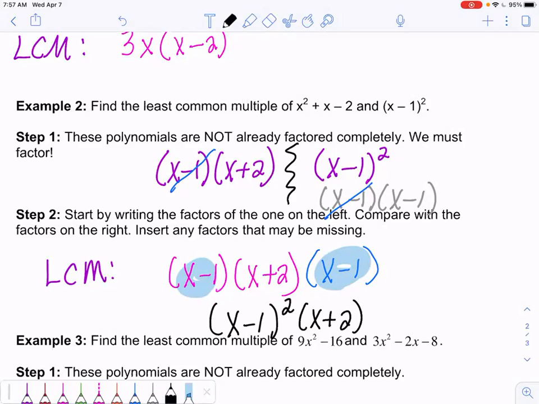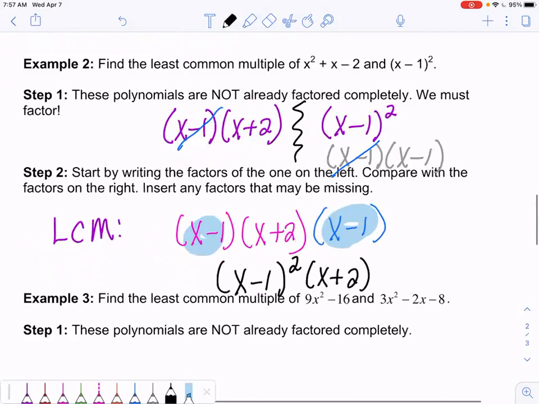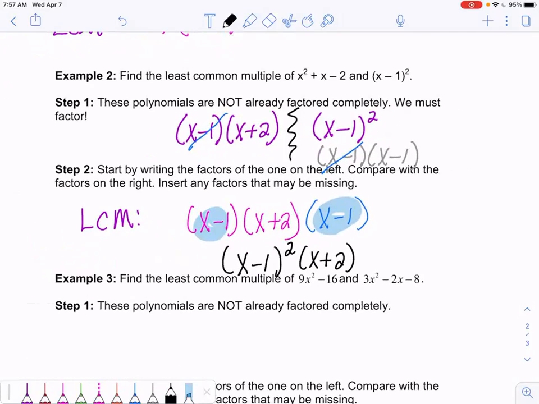Why is there two x minus 1, like if you cancel that out, isn't it gone? So you canceled one of them out, but this was squared. So there's one more. So there's one left. That one left needs to go in your least common multiple because of that one piece that is left. It's still sitting there. But there's two x minus 1.